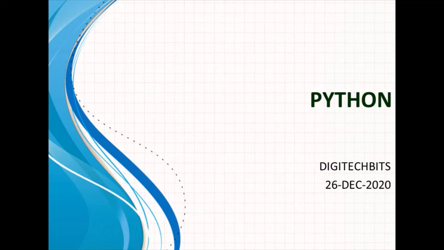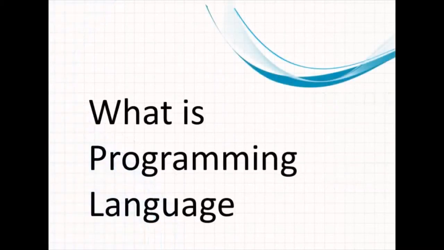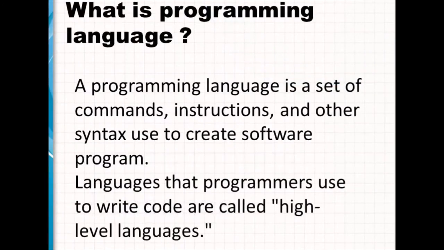So hi, today we are going to start a new series of videos about Python. First of all, we will learn what a programming language is. A programming language is nothing but a set of commands, instructions and other syntaxes used to create software programs. When we create any software, we use a programming language to write the code of that software.